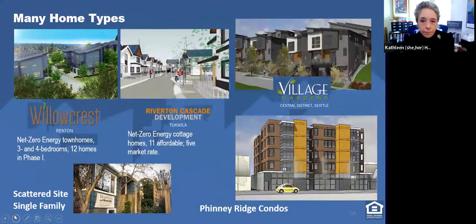We have a variety of different types of homes in our trust. We have scattered site, single family detached homes. We just finished building Willowcrest in Renton, which is a townhome development. We're just in the process of finishing up our Village Gardens project in the Central District. We will break ground on the Riverton Cascade development in Tukwila next month or in May. And then we're developing a couple of condo buildings in Finney Ridge. So you can see all different product types at work here.